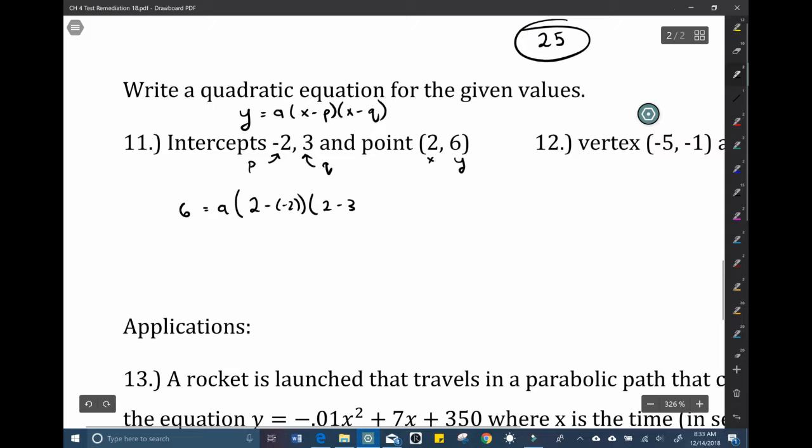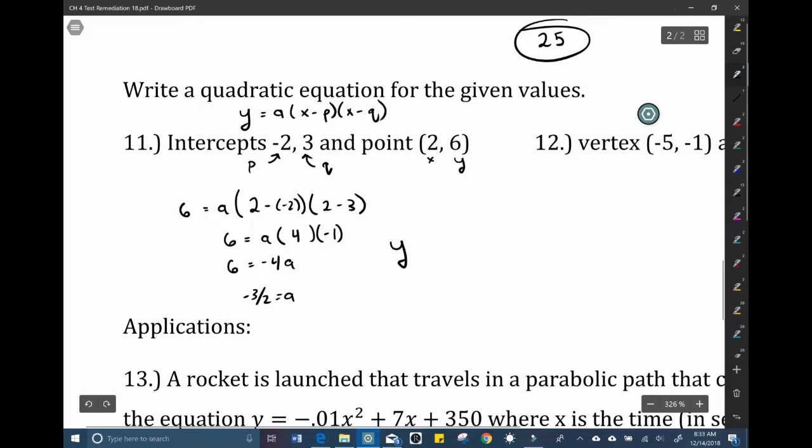2 minus 3, that's negative 1. 2 minus negative 2 is 4. And 6. So we have 6 is equal to negative 4 times a. Our a value would be 6 over negative 4, or negative 3 halves. Okay, negative 3 halves equals a.